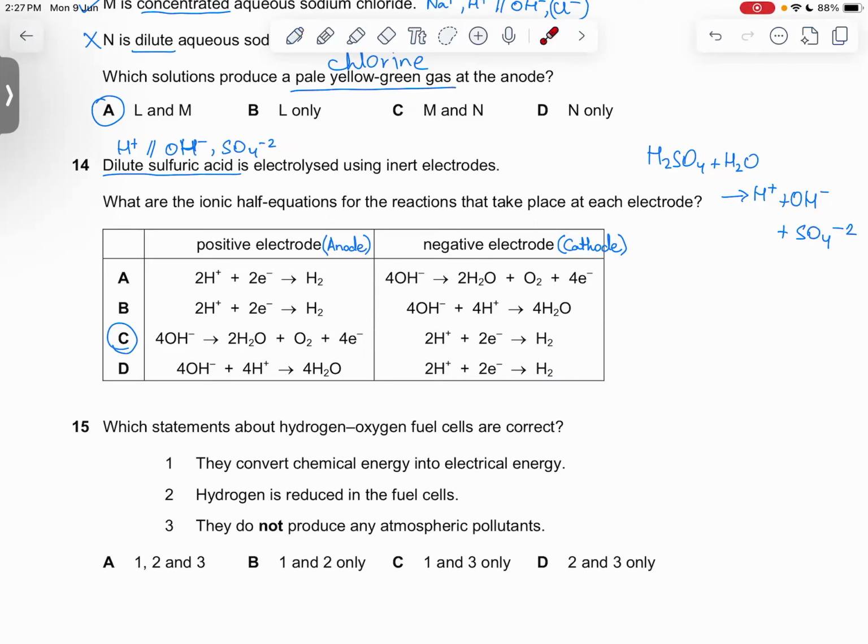Hydroxide ions get discharged like this. Hydroxide ions make water and oxygen, and they lose 4 electrons. And hydrogen ions gain 2 electrons and make hydrogen. So hydrogen and oxygen are produced, and this is how the discharge takes place.